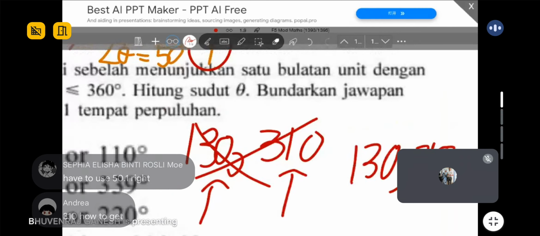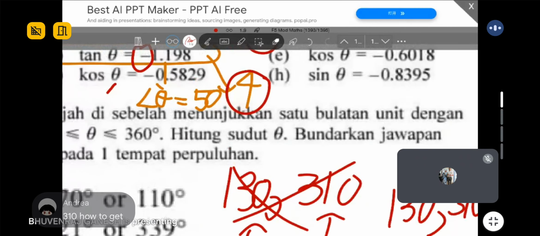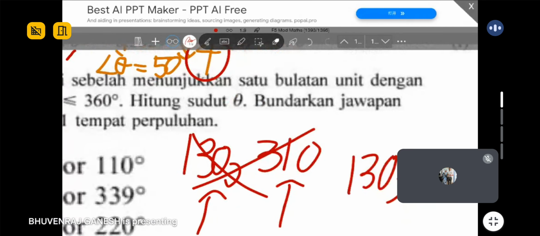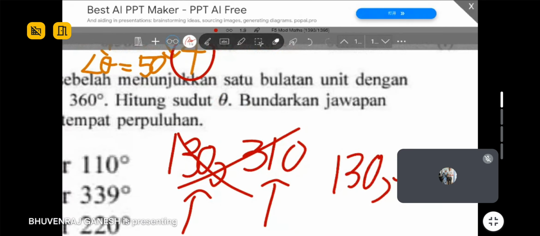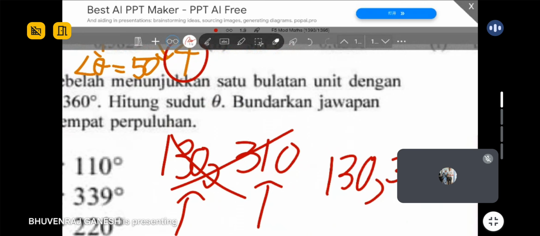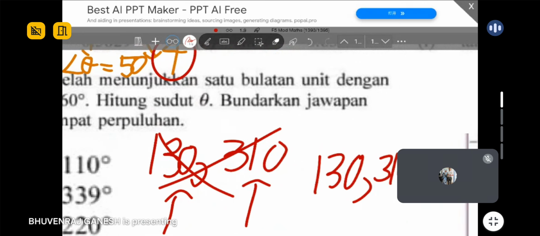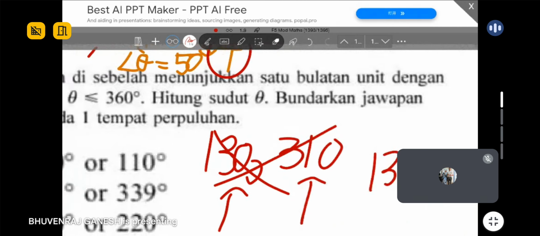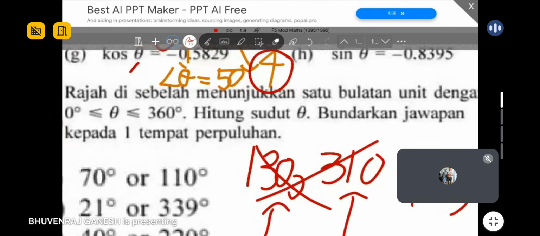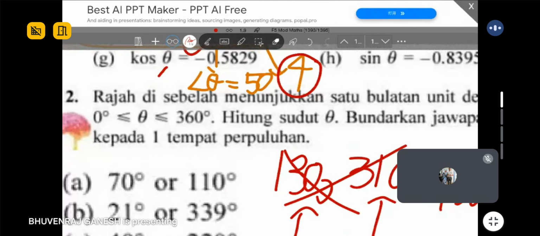Have to use 50.1, right? Yes, can. Tapi mereka fokus pada jawapan akhir sahaja. Tak perlu dari awal guna satu tempat perpuluhan, yang tu tak payah. Jawapan akhir sahaja, dia kena satu tempat perpuluhan. So jalan kira kamu semua tu tak sangat penting.